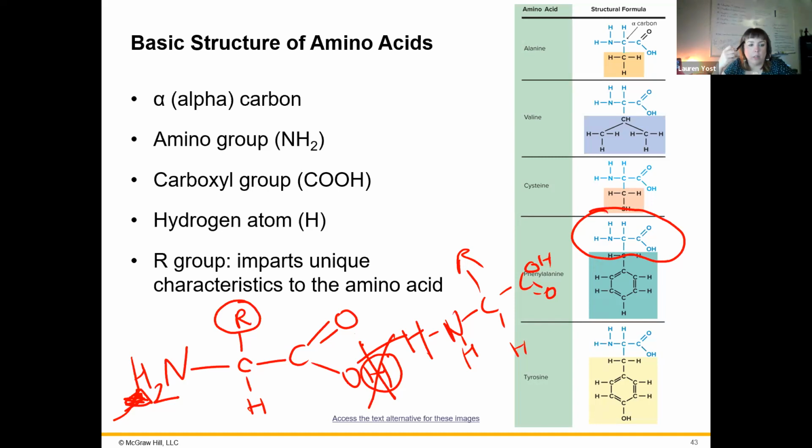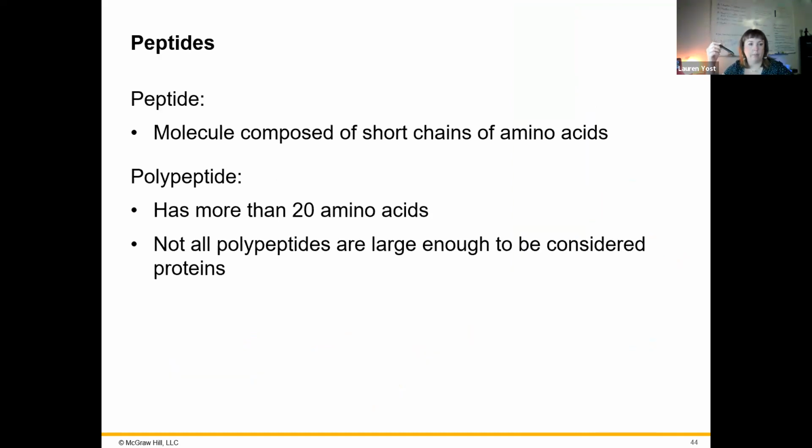What else I want to say about it? So we've linked these together over and over again, amino acid and amino acid, with those R groups determining what kind of amino acid it is. Now we can create a peptide. A peptide is a short chain of a few amino acids, but once we get more than 20, we are a polypeptide. It's now long enough for us to be thinking, hey, this could have some sort of function.